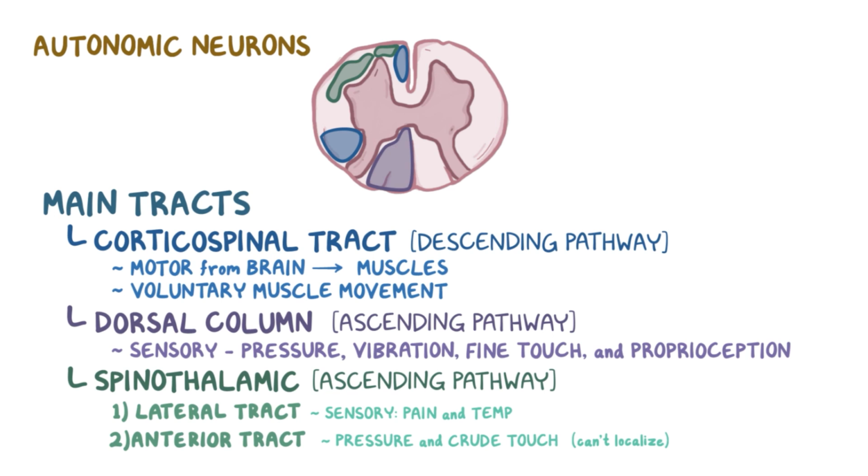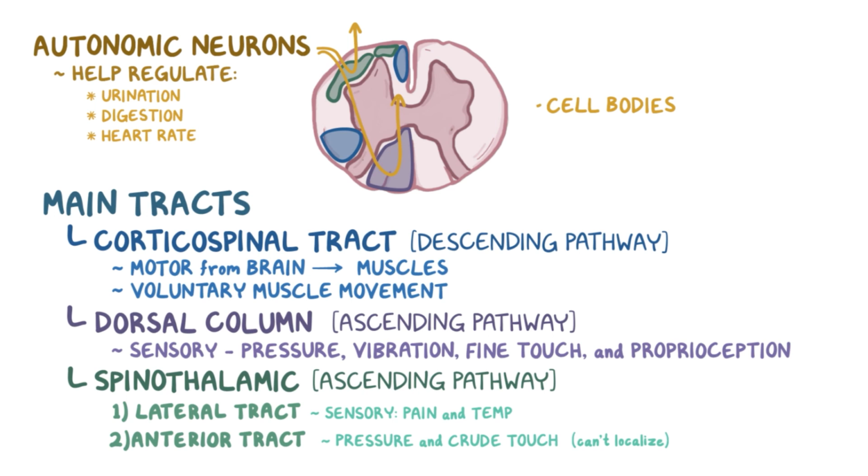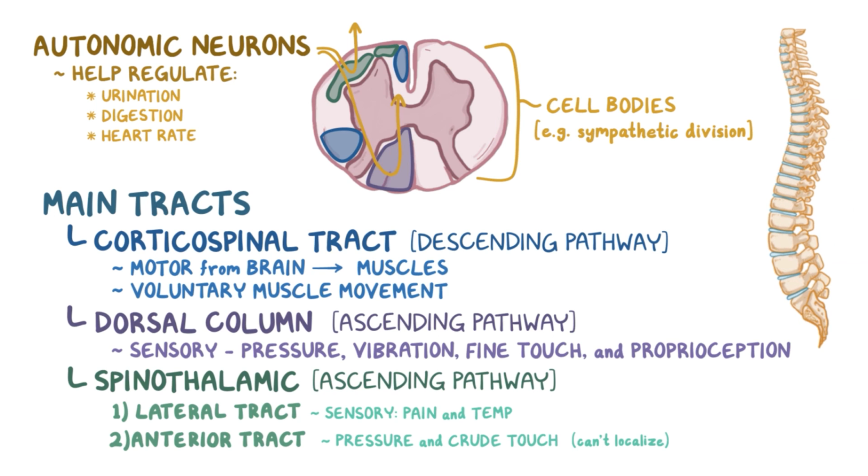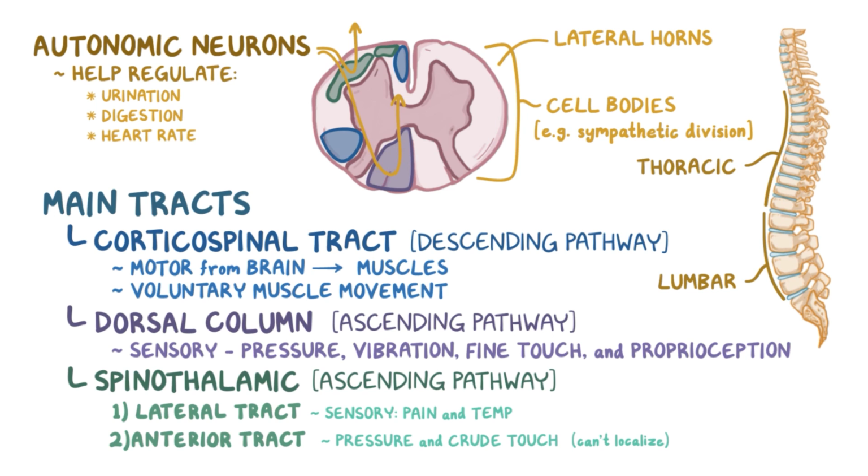Autonomic neurons are also located in the spinal cord, and these help regulate processes like urination, digestion, and heart rate. These neurons hitch a ride with the various tracts, but their cell bodies are found in the spinal cord. For example, the sympathetic division, or the fight response, has its cell bodies in the thoracic and lumbar regions, and make up the lateral horns of the gray matter.